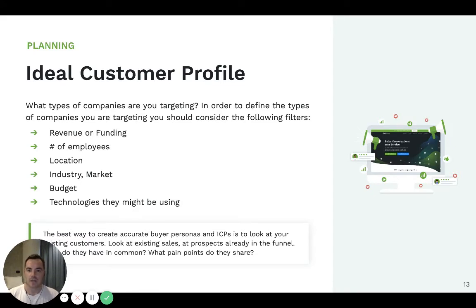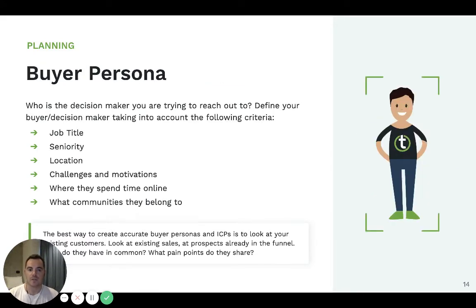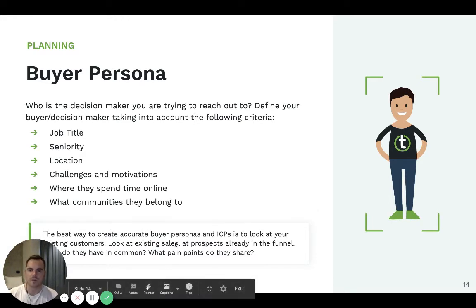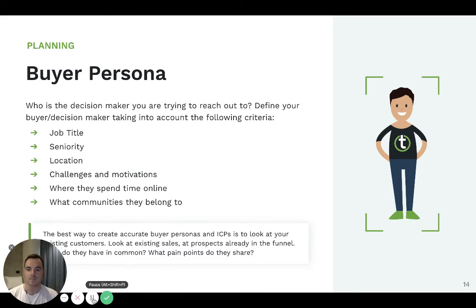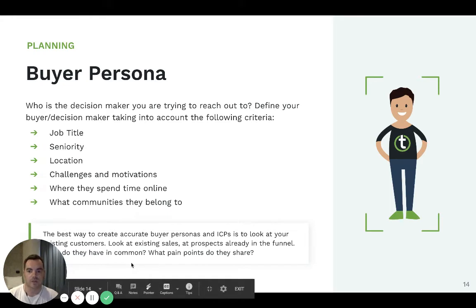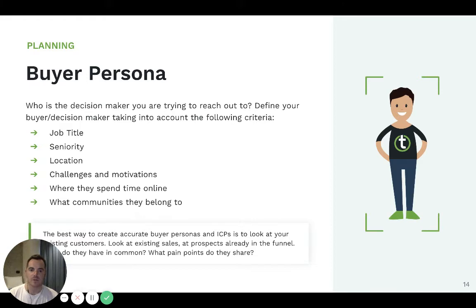Once you've understood your ideal customer profile, so the type of companies, you then need to think about which individuals within these companies you want to be targeting. And this is known as your buyer personas. And here you're really looking at job titles, their seniority, again, their location, what some of their challenges and motivations are. You also want to understand where they spend time online and what communities they belong to. So when you are creating content in your messaging, which is the third stage of the lead generating machine, you're able to write messages that really do resonate with them because you understand your buyer personas.